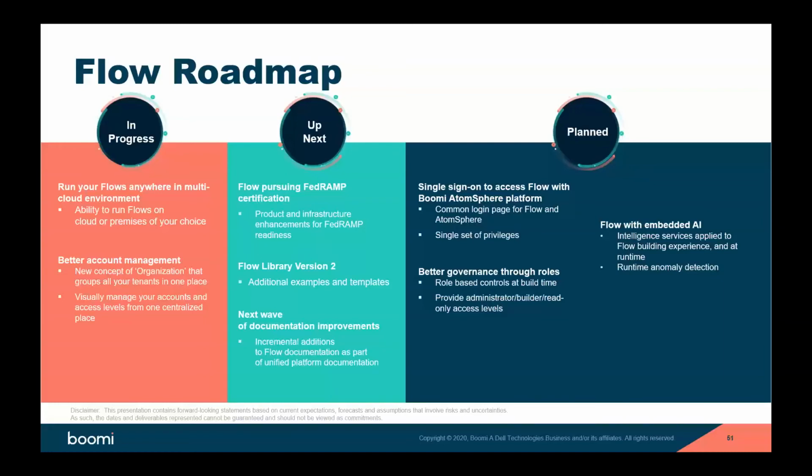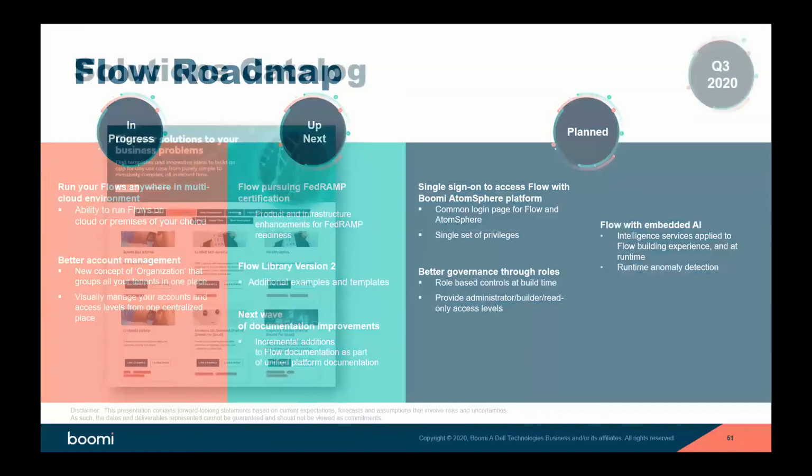And then the AI. AI, as you have been hearing from all of us, we want to ensure that it is weaved throughout the entire platform, and Flow will be leveraging it and taking advantage of that, especially when it comes to anomaly detection during runtime. So that if you're running your flows and something different, something unique happens that we detect, we want to make sure the intelligence service is giving you an alert on that. So that's the Flow roadmap. Some very exciting things are coming up.